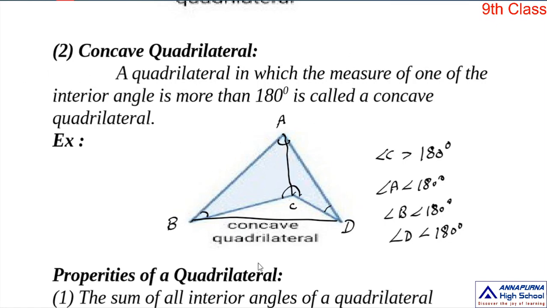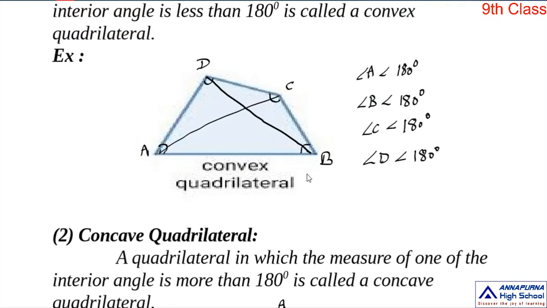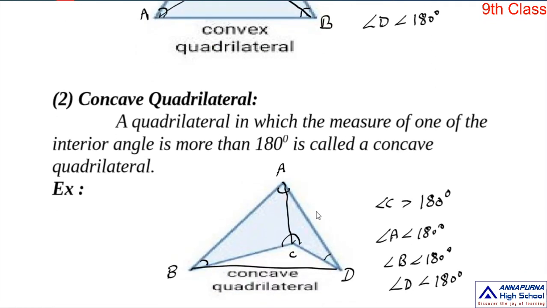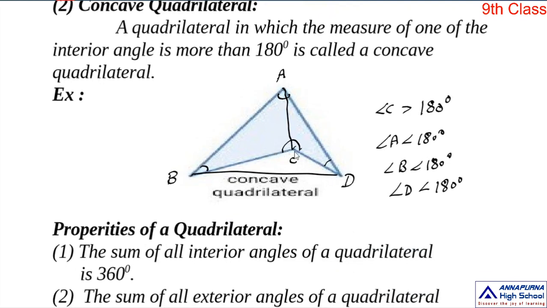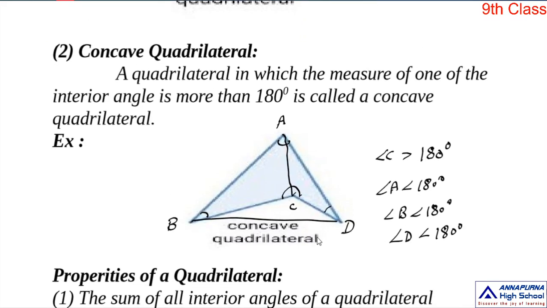Observe these 2 diagrams. In the convex quadrilateral, the diagonals AC and BD are in interior position. Next, in the concave quadrilateral, one diagonal is interior: the diagonal AC is interior, and the other diagonal BD is in exterior position. This is the convex quadrilateral, this is the concave quadrilateral.